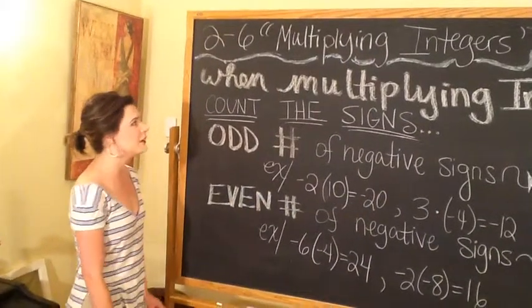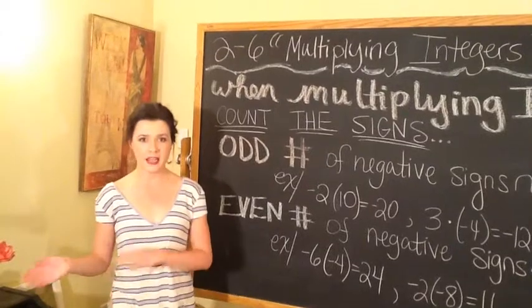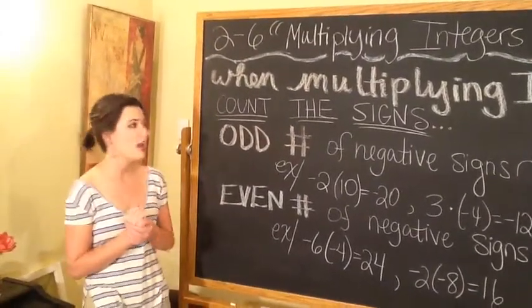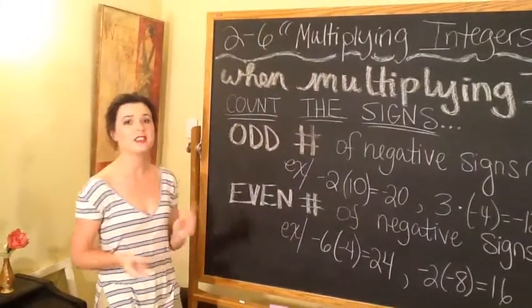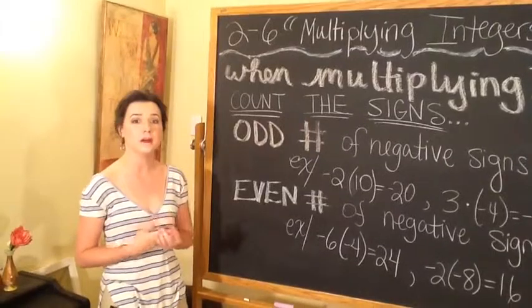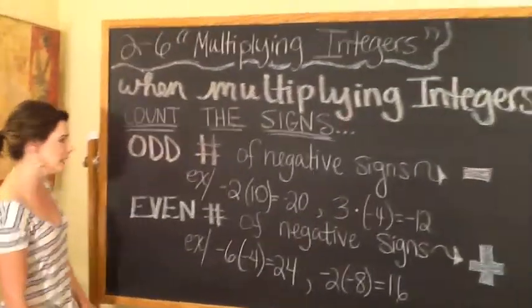Today we're going to be talking about multiplying integers. We talked about already adding integers, subtracting integers, and now we're going to work on multiplying integers. When you're multiplying integers, there are two main rules you need to think about, and both of them have to do with the number of negative signs in your problem. So when multiplying integers, count the signs.